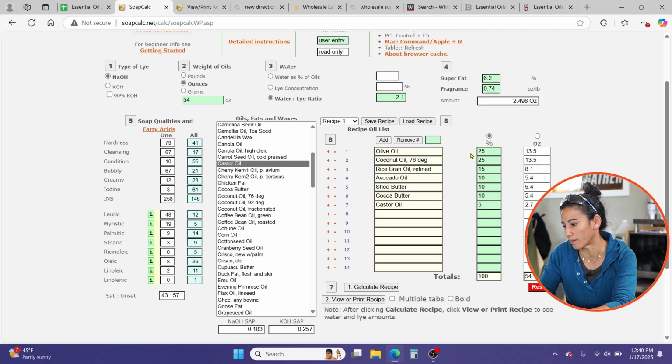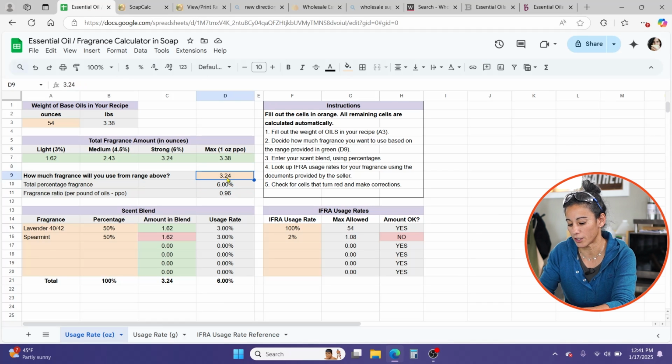And I actually think that it shows up here as well. So 2.5 is the total. So that's what I'm going to put in here just because it matches what the recipe wants me to do. And you'll see that comes out to 0.74 per pound of oils. And the total percentage fragrance is 4.63%. So that is a usage rate for this particular Brambleberry recipe.